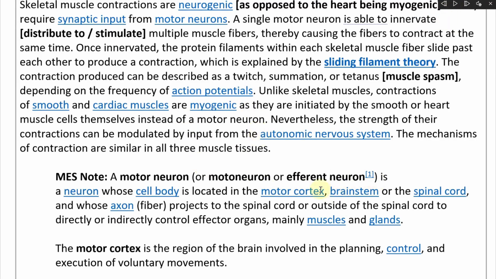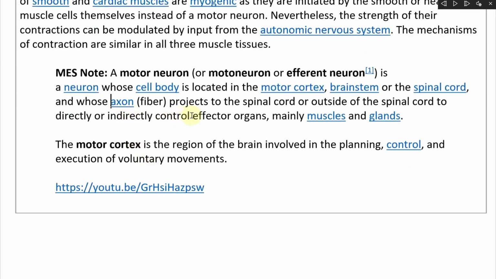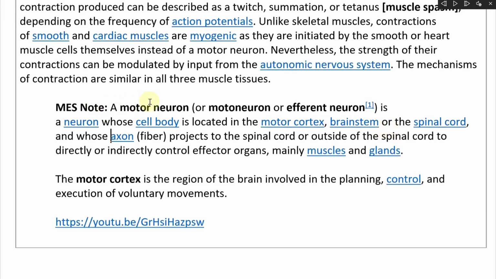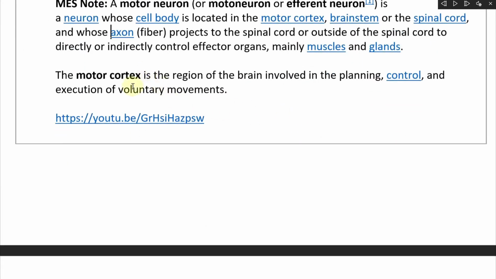Yeah, so this efferent neuron or motor neuron is a neuron whose cell body is located in the motor cortex, brainstem, or the spinal cord, and whose axon or fiber projects to the spinal cord or outside of the spinal cord to directly or indirectly control effector organs, mainly muscles and glands. So basically the motor neuron's cell body is inside the motor cortex, brainstem or spinal cord, and the axon is projecting outwards to directly and indirectly control organs, such as muscle cells and glands.